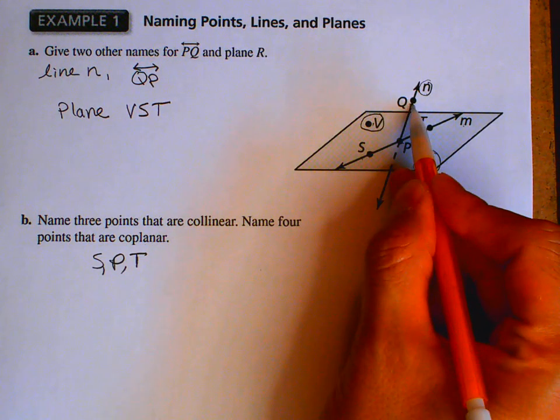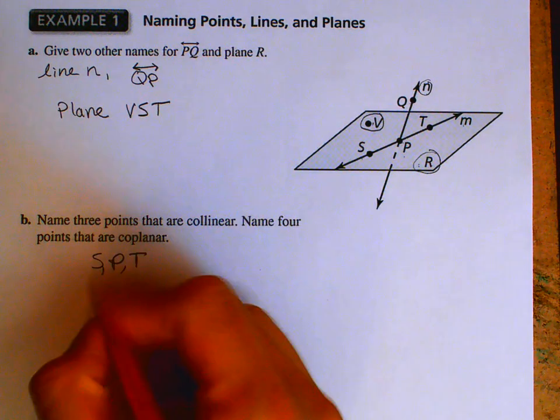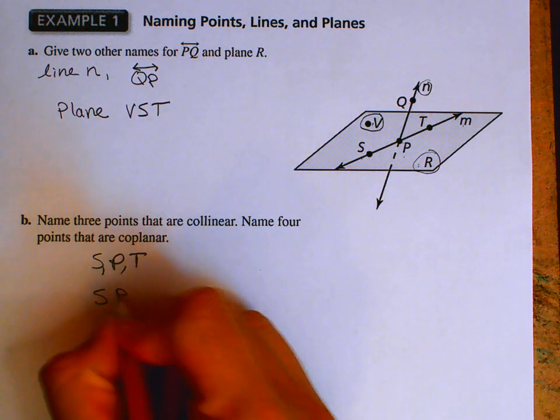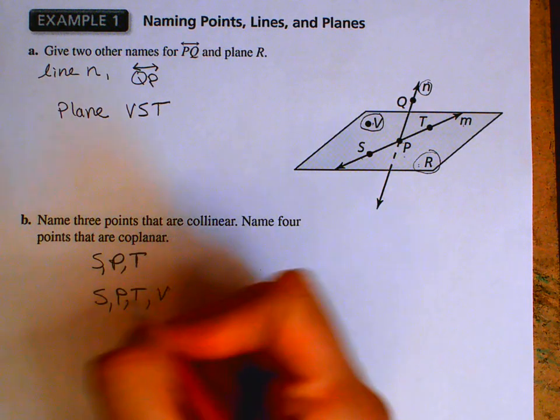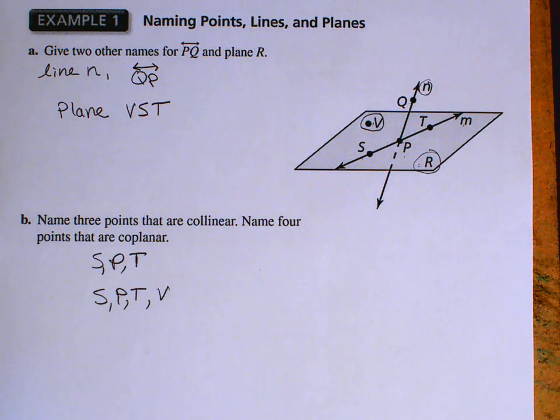I cannot use Q. Q is not on the plane. So S, E, T, and V. Those are the 4 points that are coplanar. So that's example number 1. Let's look at example number 2.